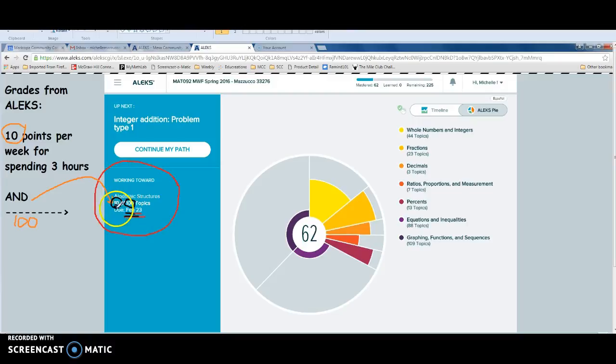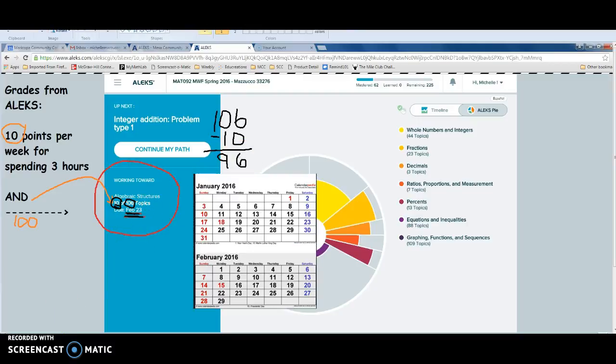So if this number right here is not close to the 70s, that means you have some catch up to do. So this person here, there's 106 topics due. They've already learned 10. So if I subtract that, that means that they have 96 topics left to do by February 23rd. So what I encourage you to do is when you're done with your test, see what this number is for you. Then subtract it from 106.